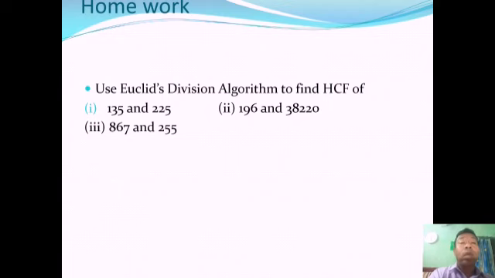For your homework, I would like everyone to solve the following questions. Use Euclid division algorithm to find the HCF of 135 and 225. The second question is 196 and 38,220. And the third question is 867 and 255.